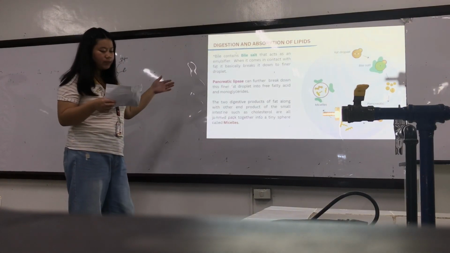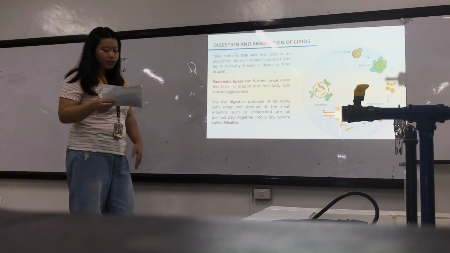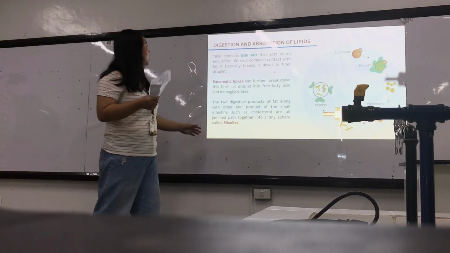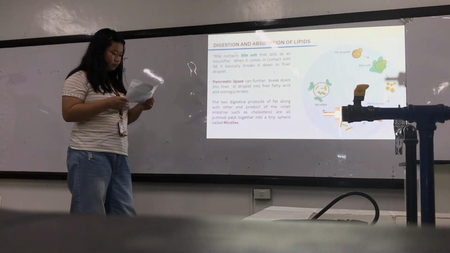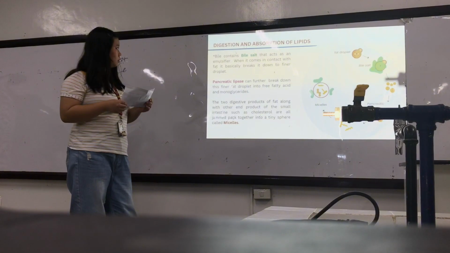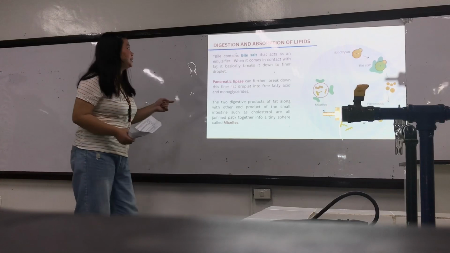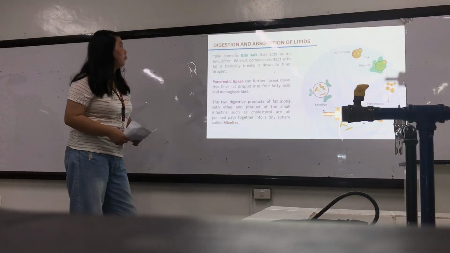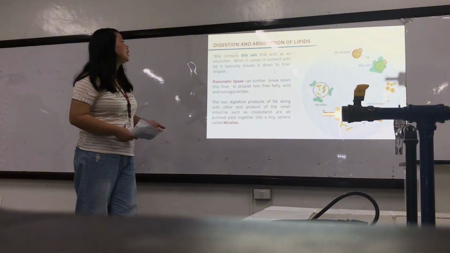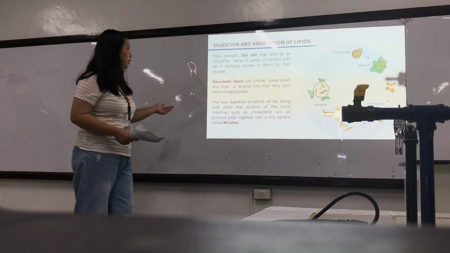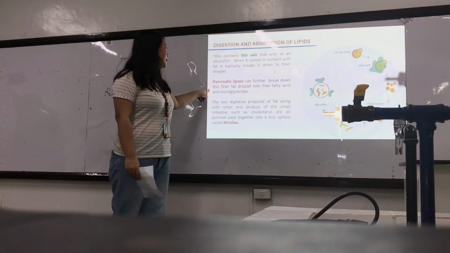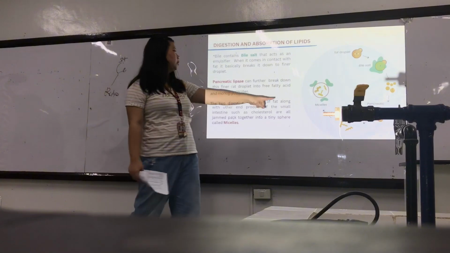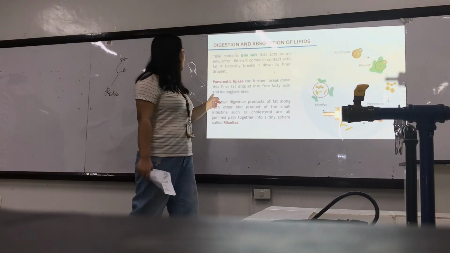Now let's look at the fat droplet that has just entered the duodenum. Bile contains bile salt that acts as an emulsifier. When it comes in contact with fat, it breaks it down to finer droplets. And pancreatic lipase can further break down these finer fat droplets into fatty acids and monoglycerides.